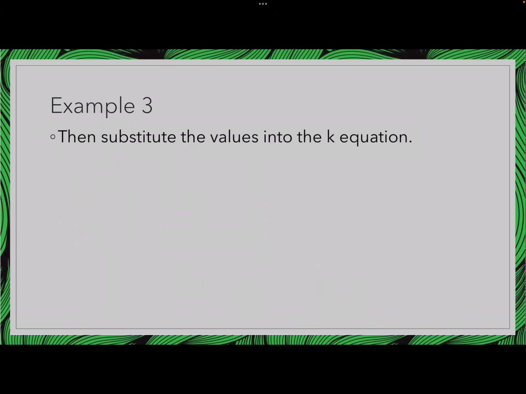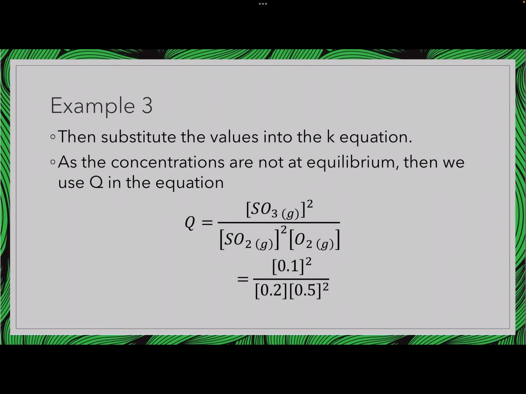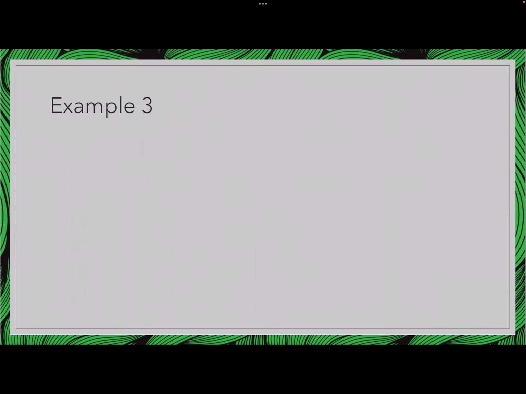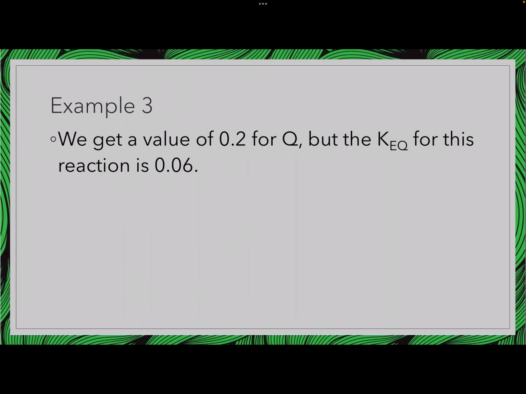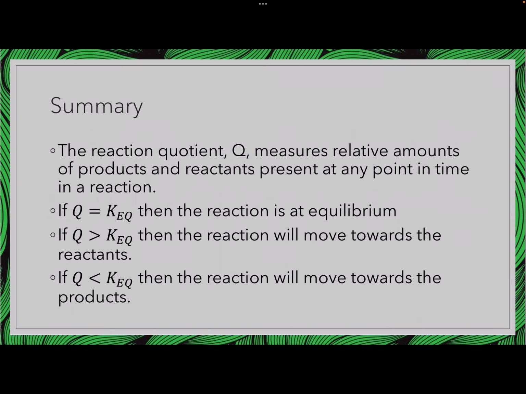We then substitute the values into the K equation, again labeling it as Q because it's not at equilibrium. So Q is that, put our values in, and we get an answer of 0.2. So we get a value of 0.2 for Q, but KEQ is 0.06. And so Q is bigger than KEQ, so the reaction will move towards the reactants.